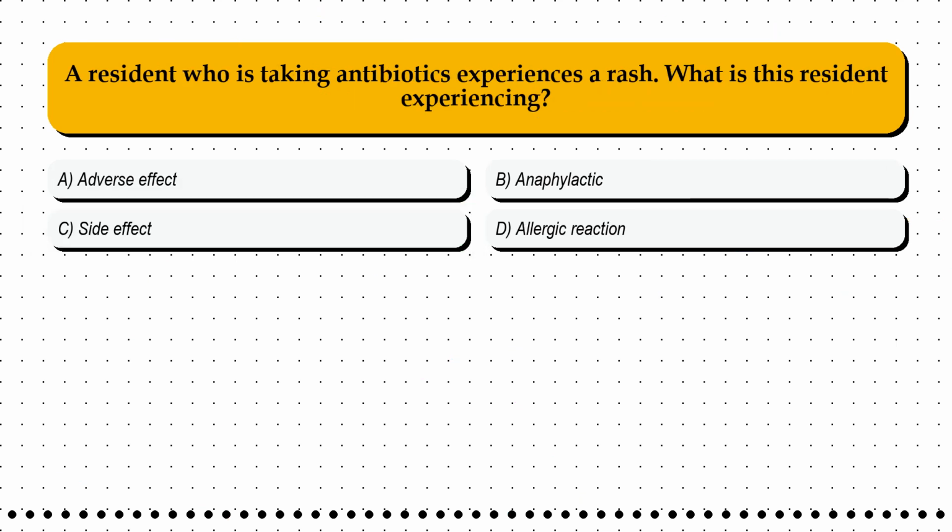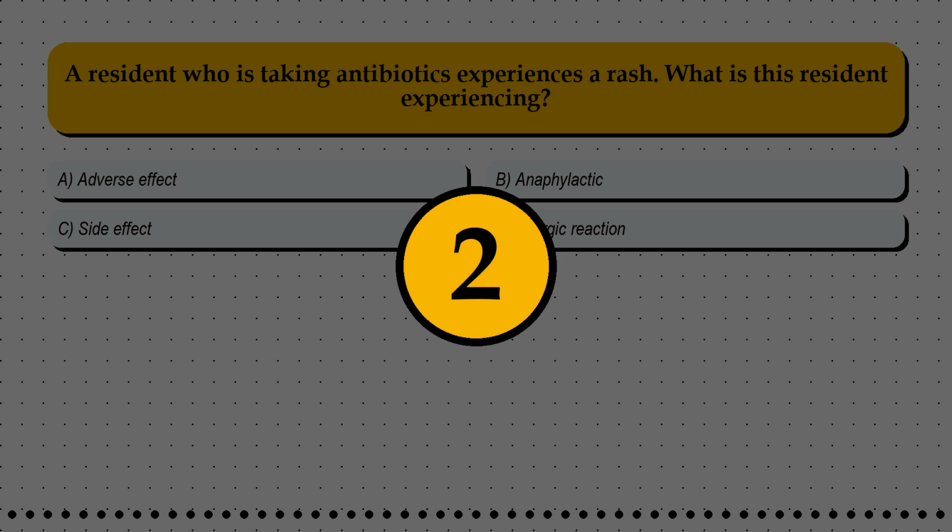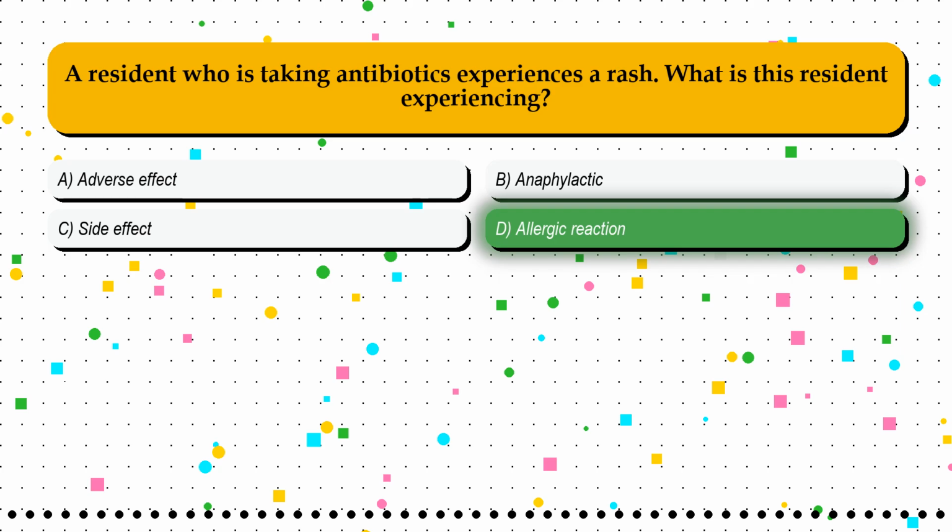Question 309. A resident who is taking antibiotics experiences a rash. What is this resident experiencing? Option A, adverse effect. Option B, anaphylactic. Option C, side effect. Option D, allergic reaction. The correct answer is option D, allergic reaction.